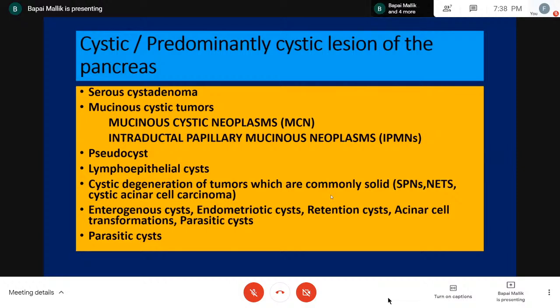Then of course there are the pseudocysts, lymphoepithelial cysts, and not to forget that many of the tumors which I'm going to be talking about in the next session can also show cystic degenerations. The ones which can show cystic degenerations are the solid pseudopapillary neoplasms, and neuroendocrine tumors, almost 10% of them can show cystic degeneration. Cystic acinar cell carcinomas are extremely uncommon, but we can have a variant which shows cystic degeneration. And then there are enterogenous cysts, endometriotic cysts, which are very rare, retention cysts, acinar cell transformations and parasitic cysts, just to complete the list.